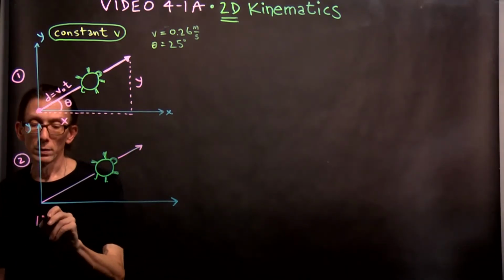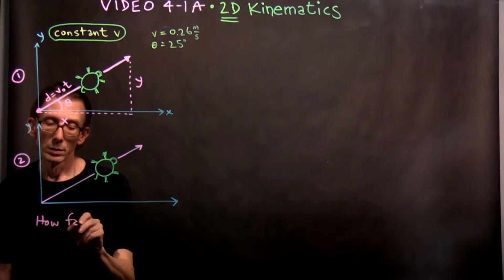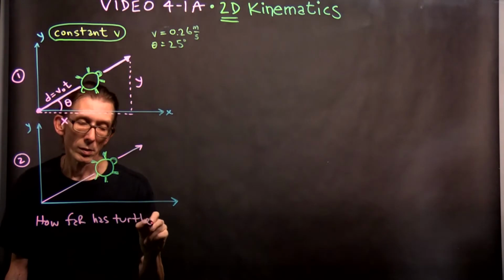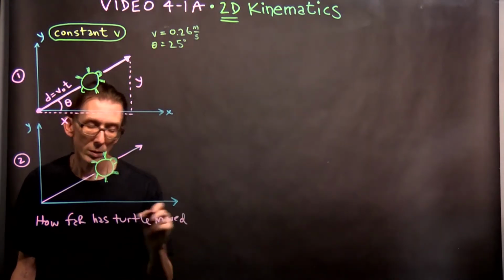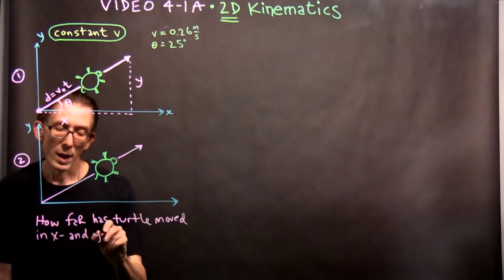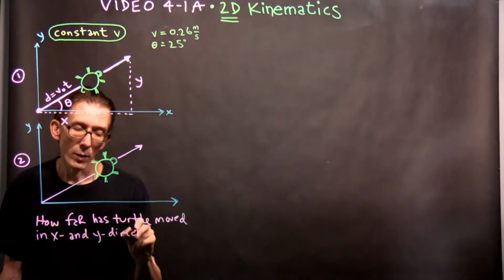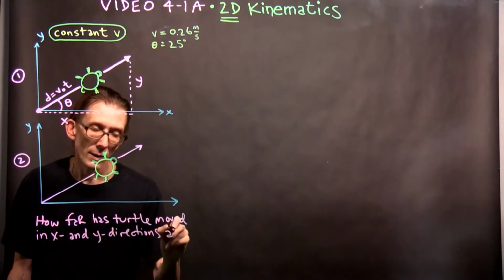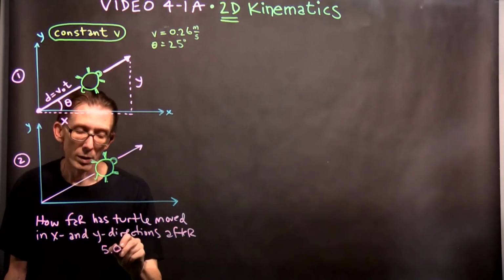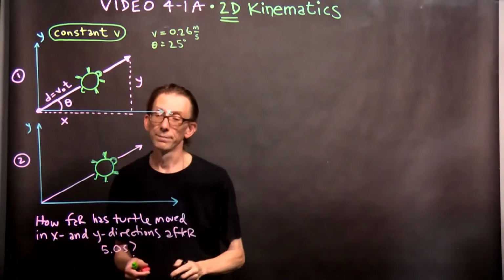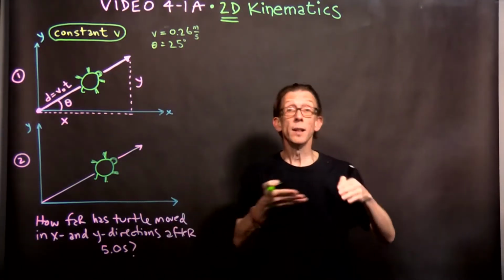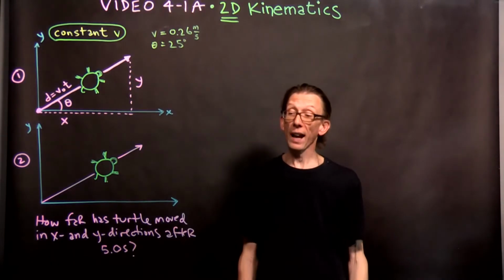How far has the turtle moved in the x and y directions after 5.0 seconds? So we're looking for an x length and a y length. How far has the turtle moved in x and y directions, right?